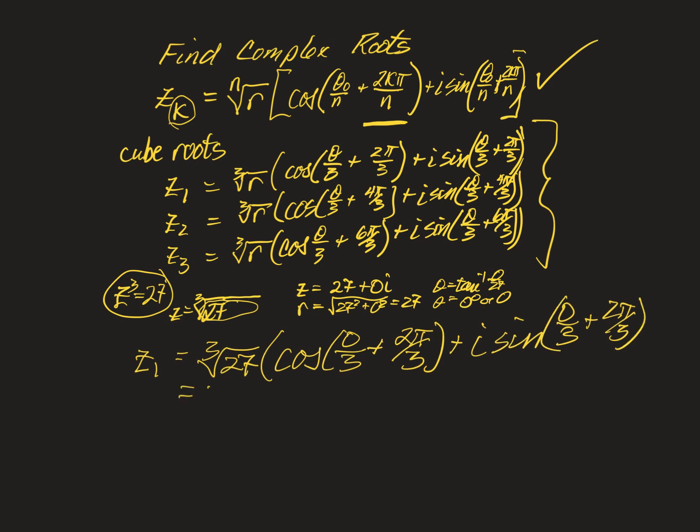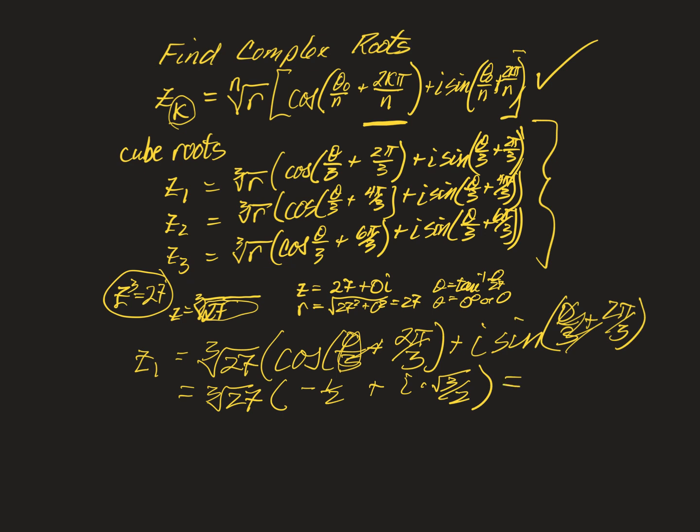All right, and that's equal to the cube root of 27 times cosine of 2 pi over 3, which is going to be negative 1/2, because the 0 right here just disappears. So it's just cosine of 2 pi over 3 plus i times sine of 2 pi over 3, again the 0 part disappears. Sine of 2 pi over 3 is square root of 3 over 2.